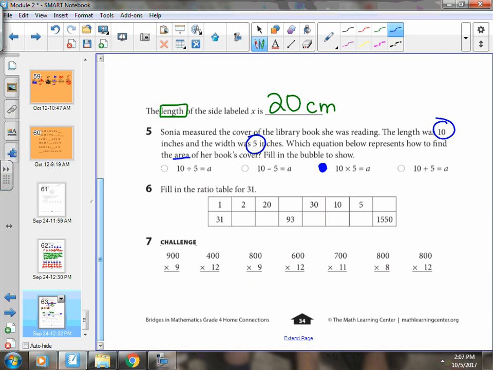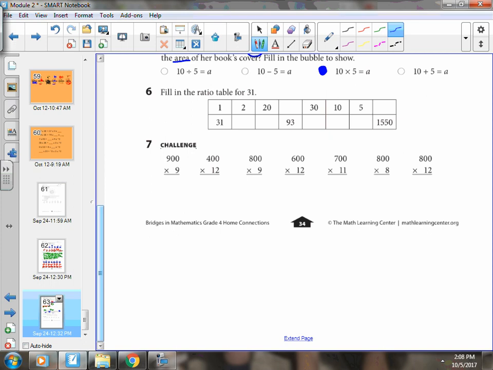Number 6, I love this ratio table. It skips around a lot, but if you can use parts of the ratio table to figure out other parts of the ratio table, that's where you'll find success. So it's for the number 31. 1 times 31 is 31. I know that 2 times 31 is 62. If you know 2 times 31, then 20 times 31 would be the same thing, but with a 0. I also know that 3 times 31 is 93. If you didn't know that, off to the side, give it a try.